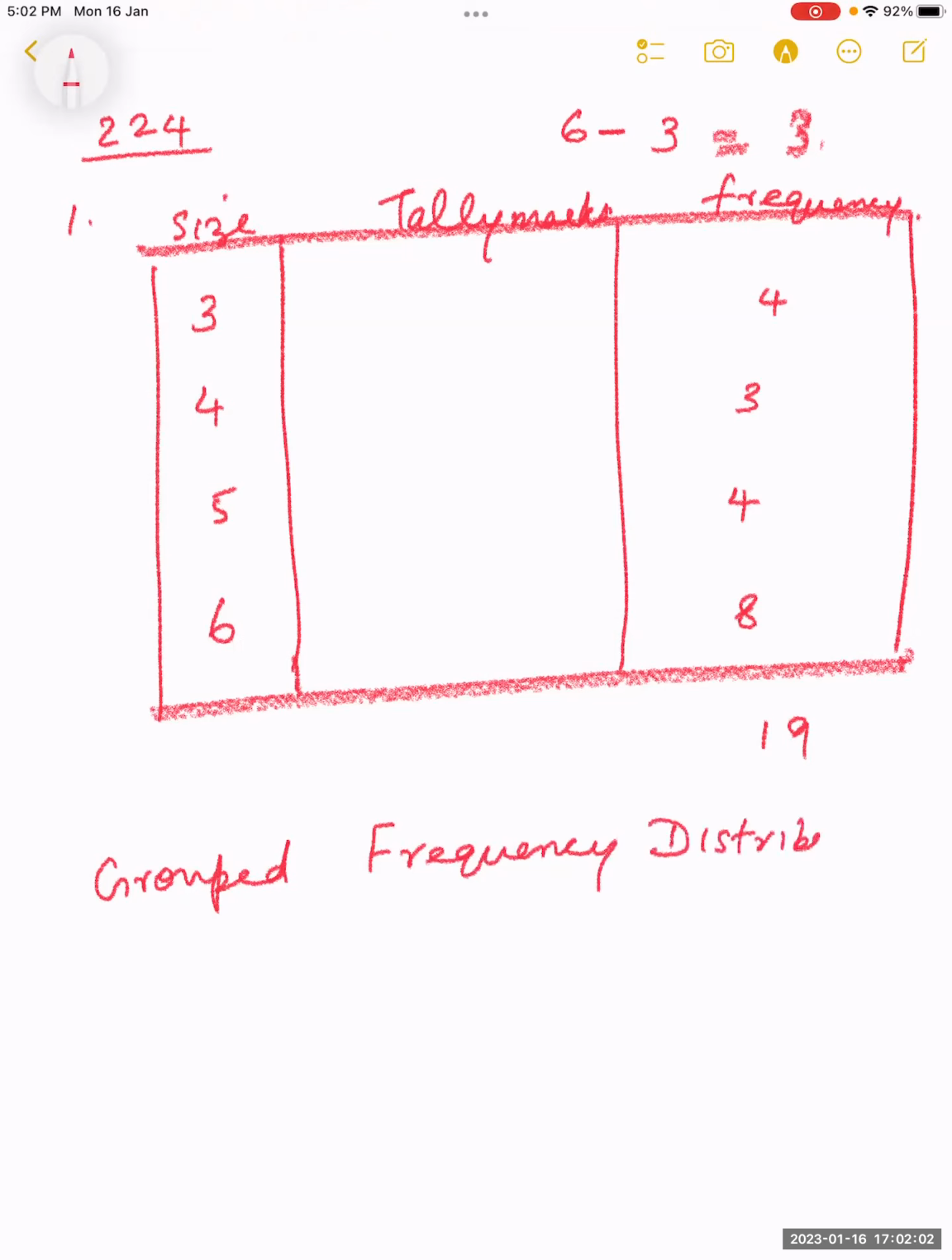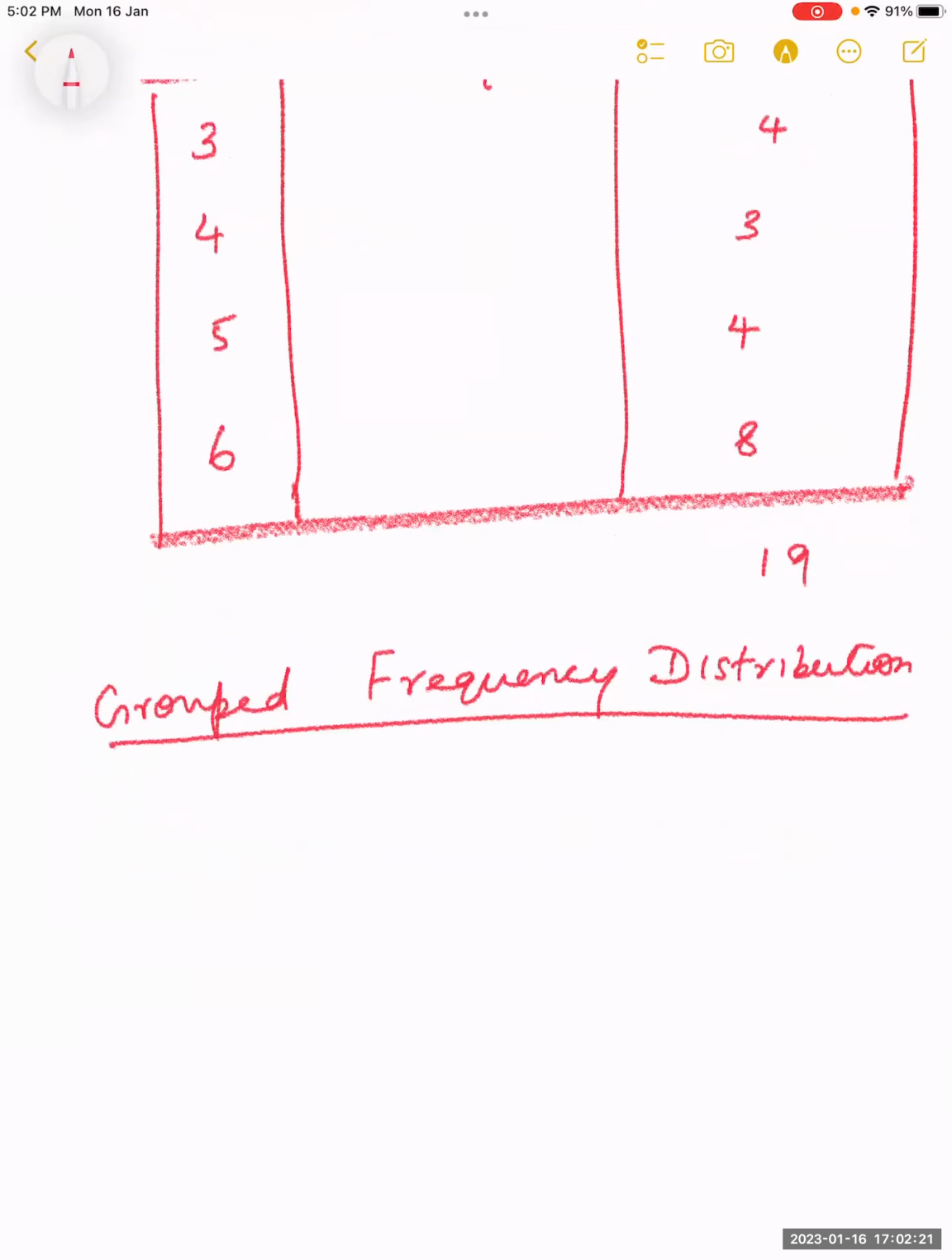In grouped frequency distribution, sometimes in the question itself, they will say do grouped frequency distribution. Then you don't need to think, you don't need to calculate the range and all that. Just go with grouped frequency distribution. They will tell you how to form the groups. I'm talking about question number 1 on page number 224, where the class intervals are mentioned.